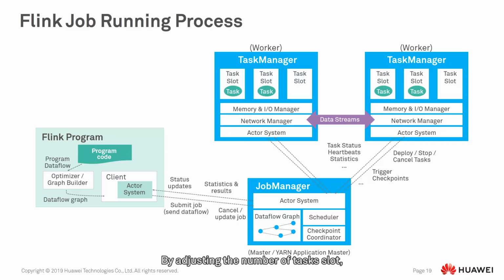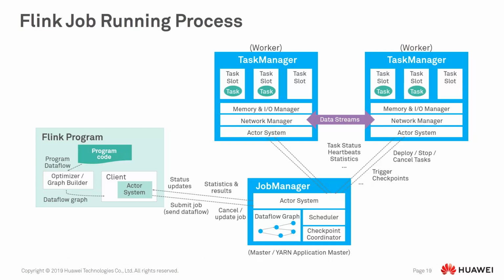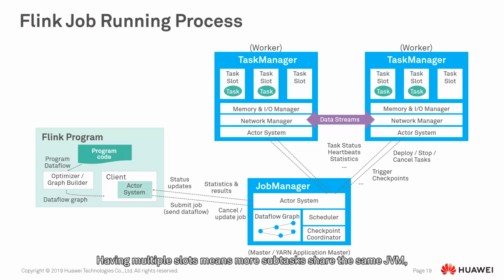By adjusting the number of task slots, users can define how subtasks are isolated from each other. Having 1 slot per TaskManager means each task group runs in a separate JVM. Having multiple slots means more subtasks share the same JVM. Tasks in the same JVM share TCP connections and heartbeat messages. They may also share data sets and data structures, thus reducing the per-task overhead.